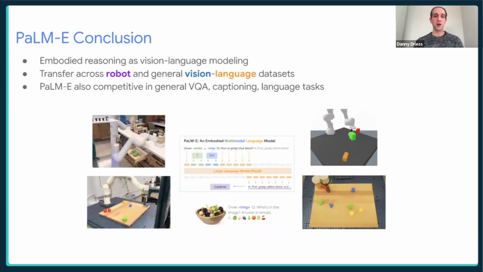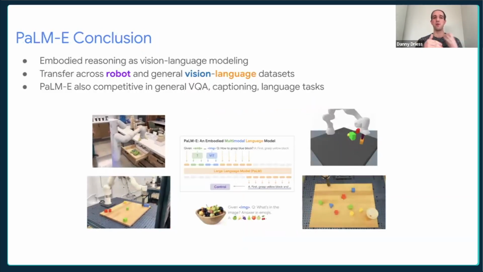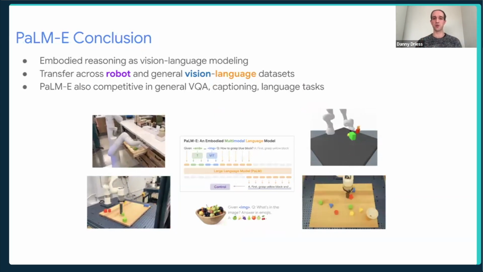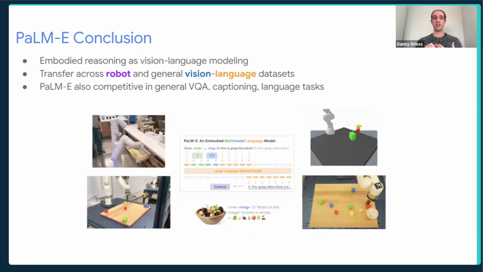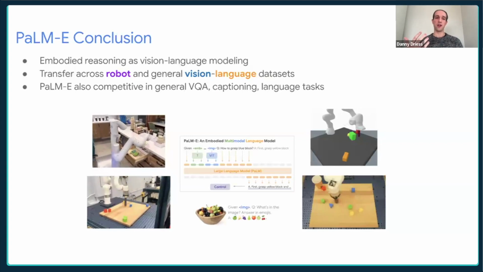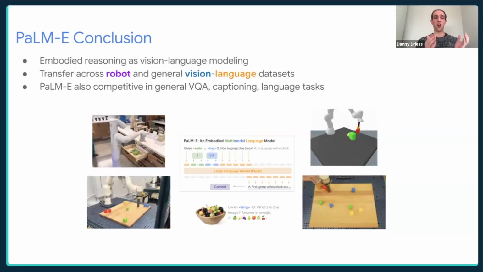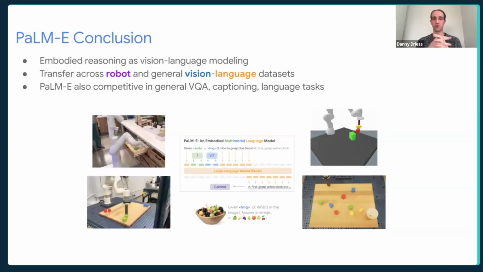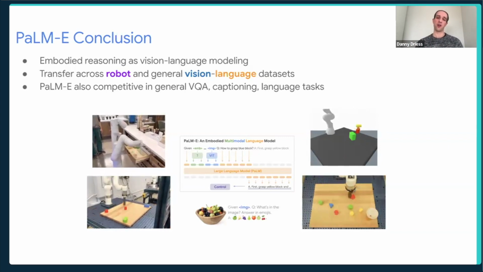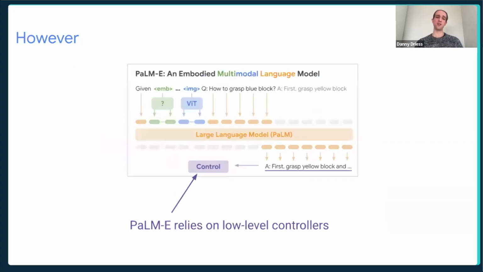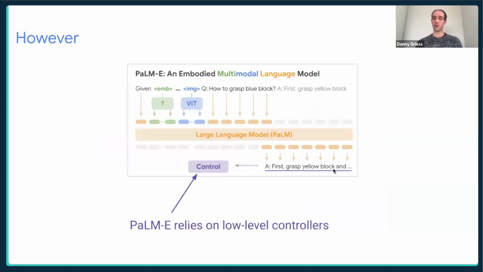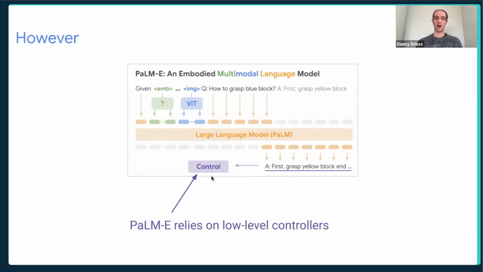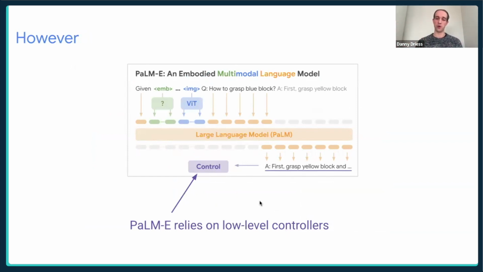In conclusion, with PaLM-E we showed that we could frame embodied reasoning as vision language modeling, and we put a really large VLM onto a robot, and by doing so, we saw transfer between the robot and general VQA tasks. However, one disadvantage of PaLM-E was that it just output these low-level subtasks, but it required controllers that turn these language commands into actual robot motions.